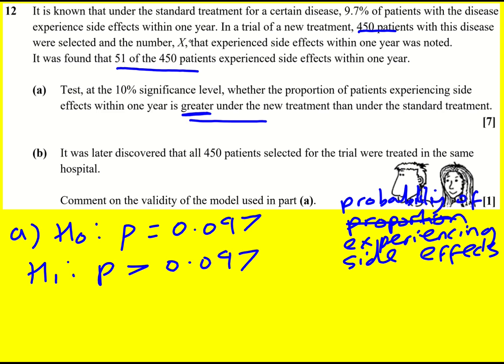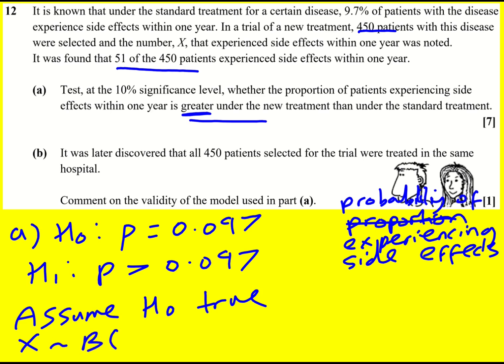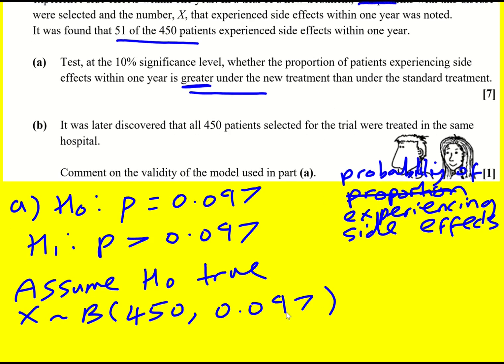Now, actually, X has already been defined. Normally I always say, let's define what X is, but we're told that it's the number who experience side effects within 1 year. So I'm going to assume H0 is true. Then I can construct a model. X will follow a binomial distribution, and we're testing 450 people, so that is the number of trials. The probability of success, to experience side effects, is 0.097. And then it was found that 51 of the 450 experienced it.